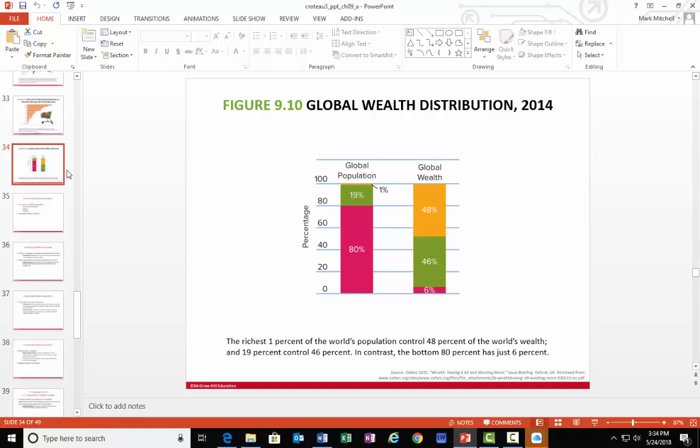Who owns most of the wealth? It's those who are near the top of the social ladder, the social class that is the highest, the most powerful, the richest. They're the ones that own, according to this, almost half of the world's wealth.